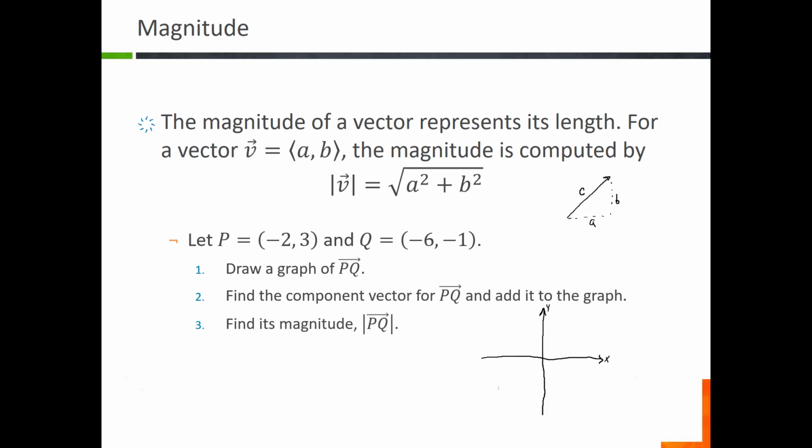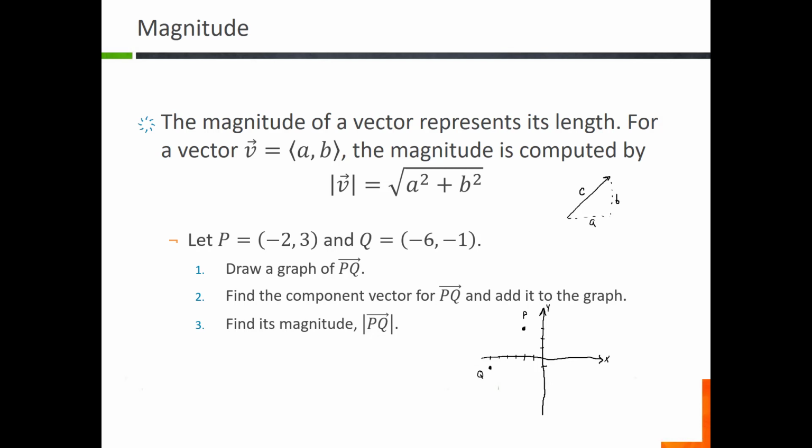All right, so point P is -2 to the left, and then a +3, so it's up to 3. So point P is at the coordinates (-2, 3). Q is at (-6, -1). So 1, 2, 3, 4, 5, 6 in the X direction, and then 1 unit down in the Y direction. So it's down here in the 3rd quadrant. So that is point Q.